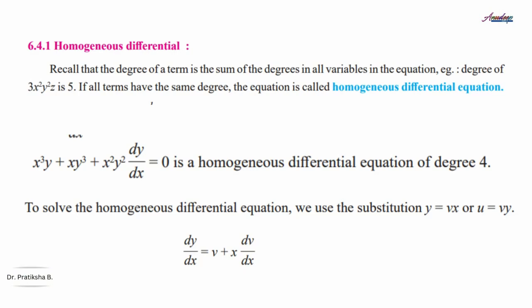Homogeneous differential equation. When each term in the differential equation has the same degree or a constant degree throughout, it is said to be a homogeneous differential equation. As you can see on the screen, the example is given as x cube y plus xy cube plus x square y square dy by dx is equal to 0. It is a differential equation of degree 4. When we want to solve such a differential equation, we make the substitution y is equal to vx and we replace dy by dx by v plus x into dv by dx.